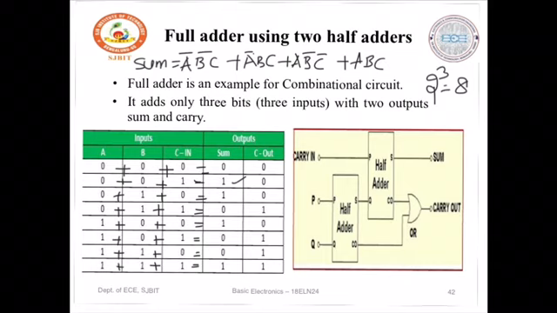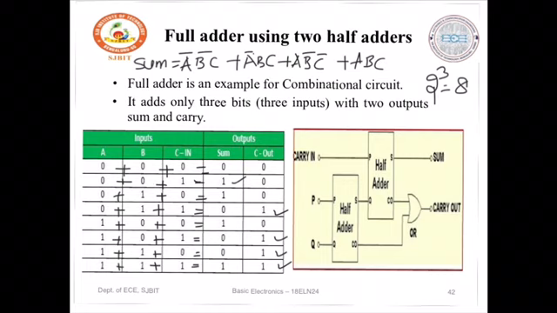Similarly, I can get the expression for the carry also, considering the combinations of the inputs for which the output is equal to 1. These particular combinations of the inputs are to be considered. And after doing the simplification for this sum and carry out, I can do the final implementation of those simplified expressions for both sum and carry. And one more important thing is the full adder can be implemented by using two half adders.